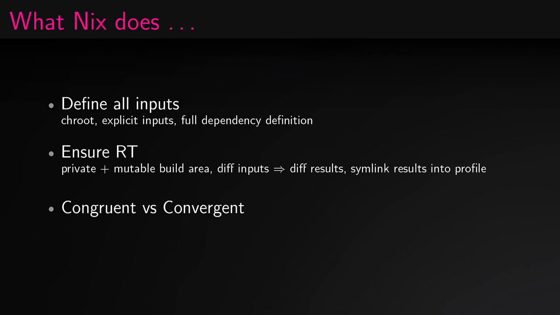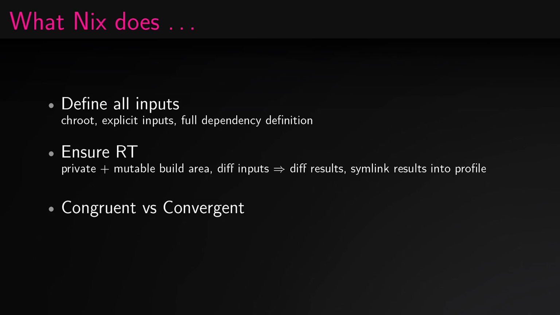And so Nix defines all of its inputs. It uses chroot to build all of the packages. It requires that you are explicit with all of your inputs for the packages. This is just on the package management side, and we'll get a little bit to machine definition towards the end of this talk. And then we've got this full dependency definition. So we no longer have this partial definition that we had with our convergent systems before.